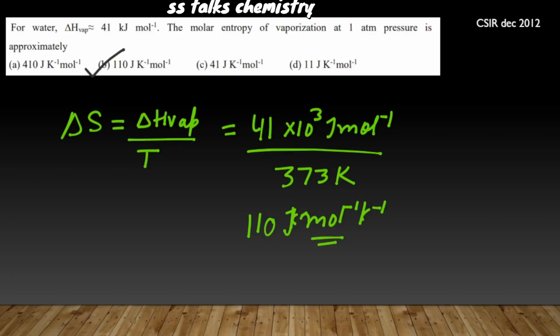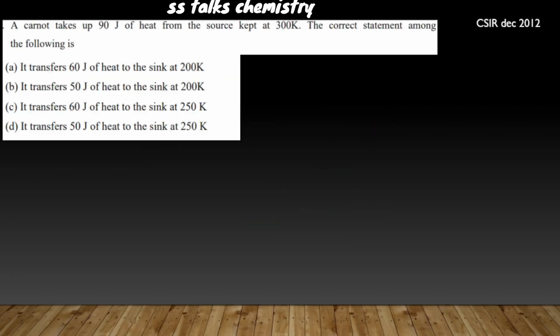Okay. Next, this question now. This question says a Carnot engine takes up 90 joules of heat from the source which is kept at 300 Kelvin.